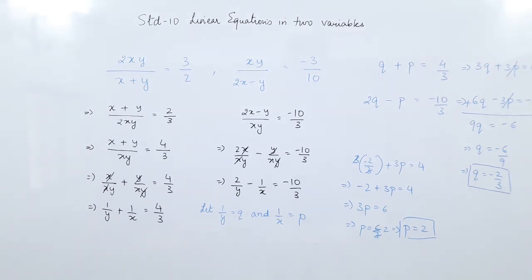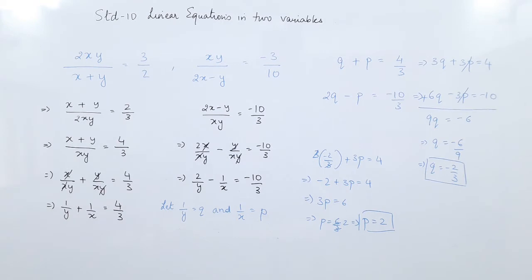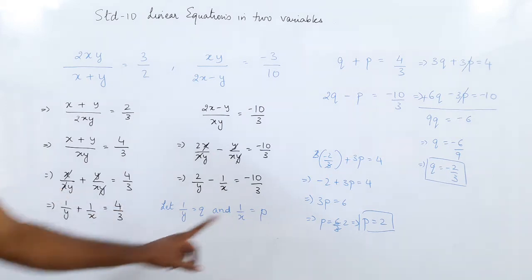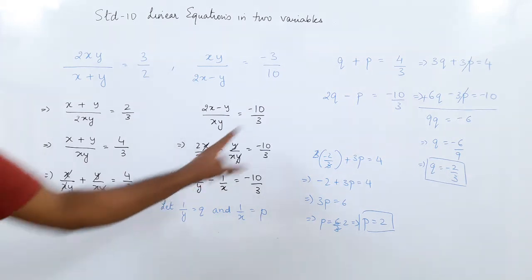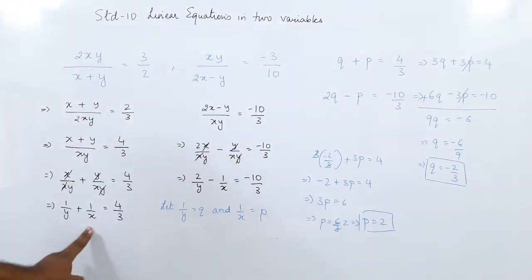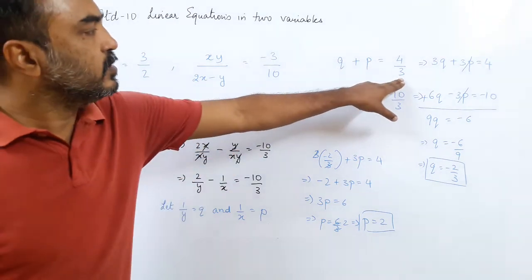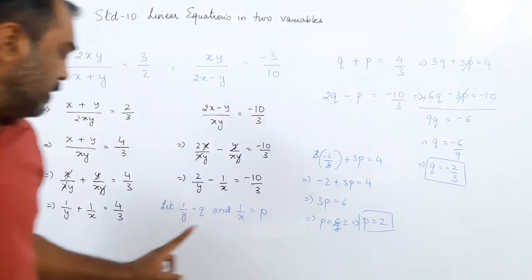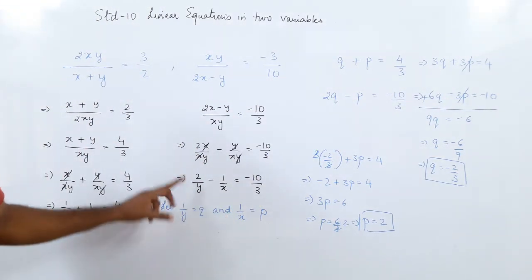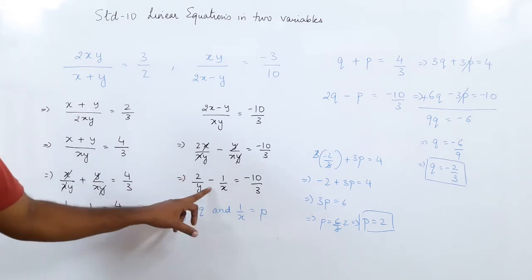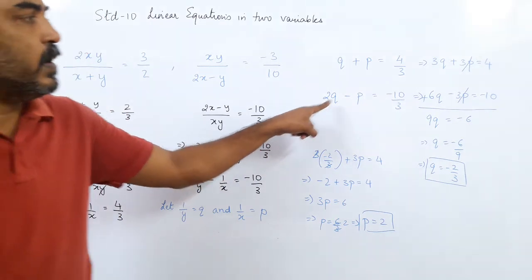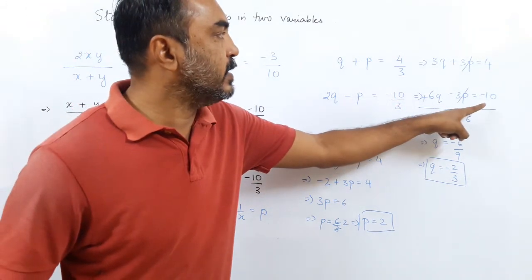But the sum is not done here yet. So have you followed the steps what I did? I reached here, I took 1 upon y equal to q, 1 upon x equal to p. So this equation changed, q plus p equal to 4 upon 3. This 3 I multiplied here, so I got 3q plus 3p equal to 4. Then this equation changed, 2 upon y, that is 2q minus p equal to minus 10 upon 3. This I multiplied here, so I got 6q minus 3p equal to minus 10.